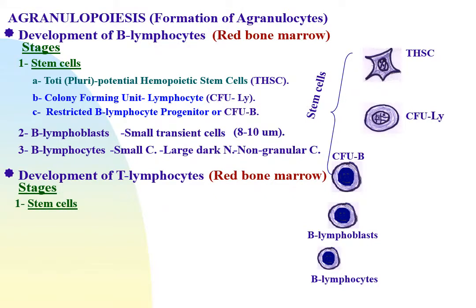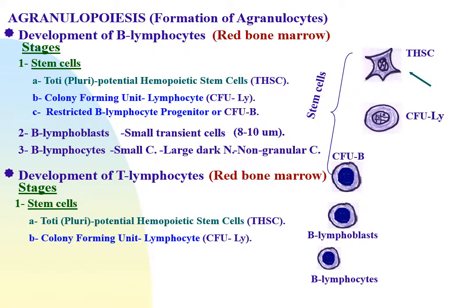Toti or pluripotential hemopoietic stem cells are primitive embryonic cells, also called hemocytoblasts. They are large branched cells with basophilic cytoplasm and large pale nuclei having prominent nucleoli. They can give rise to all different types of blood cells, and through division differentiate to form restricted stem cells.